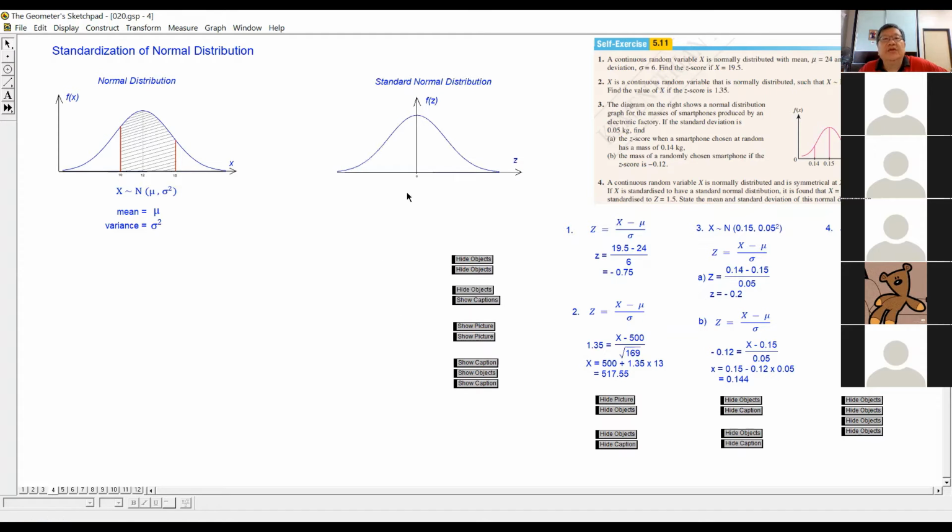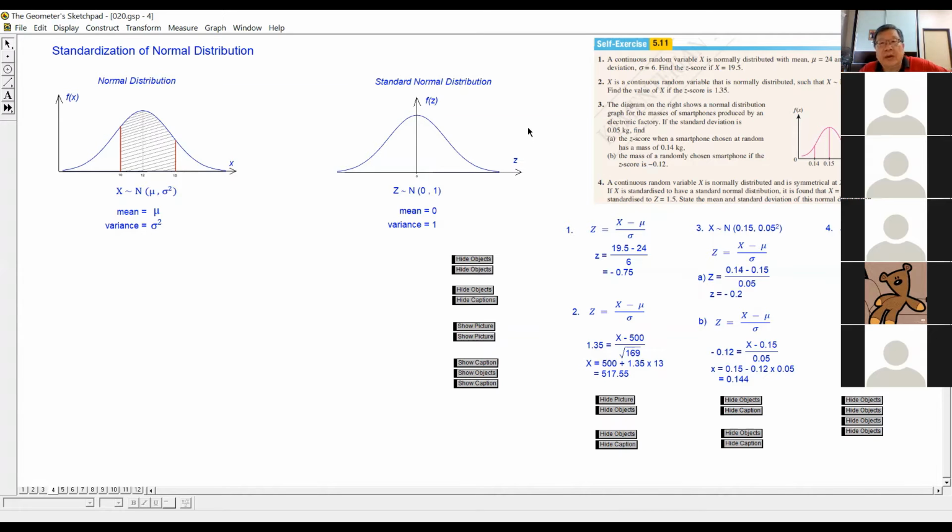Now, this normal distribution, we can actually convert it to another normal distribution. That normal distribution is the standard normal distribution. This standard normal distribution has mean 0, variance 1. If the variance is 1, the standard deviation is also 1, because the square root of 1 is 1. The process of converting this normal distribution to a standard normal distribution is called standardization.